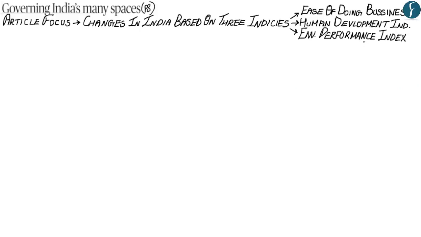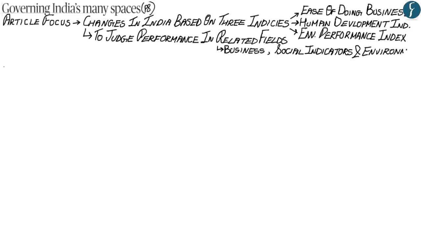The author is looking at the ranking of India in three major indexes: first the Ease of Doing Business Index, second the Human Development Index, and third the Environmental Performance Index. The author is taking an overview of these rankings so as to judge the performance of the Government of India. The first indicator is the Ease of Doing Business Index, which is given out by the World Bank, and it is mainly meant as an index of the effect of government regulations on running a business.